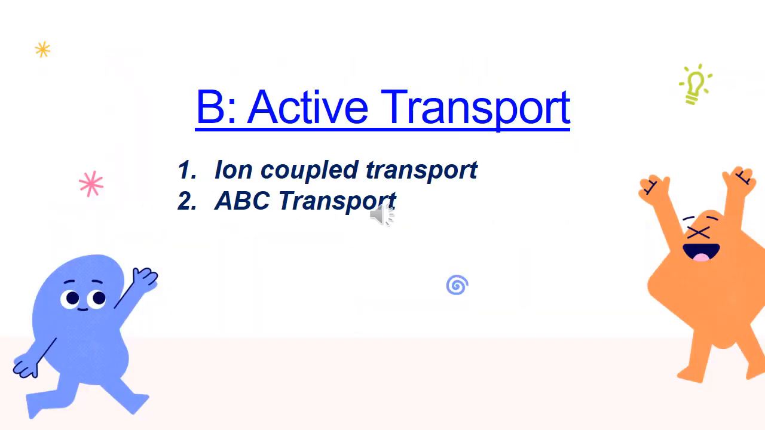Another type of transport would be active transport. If passive has no utilization of energy, hindi kailangan ng energy, active po, from the word active, kailangan po niya ng energy to facilitate the transport of ions or molecules inside the cell. So, we have ion-coupled transport and also ABC transport na tinatawag natin. We will discuss each one by one.